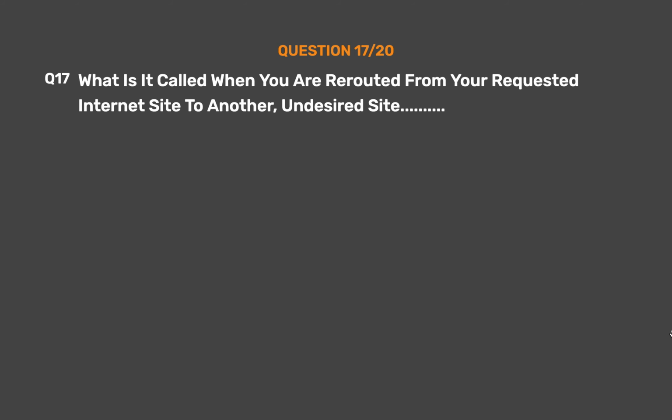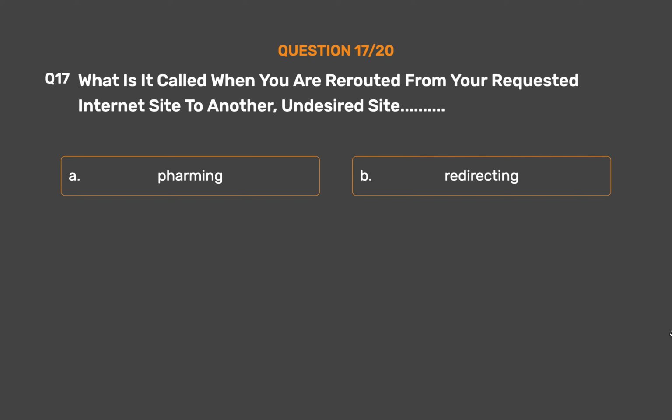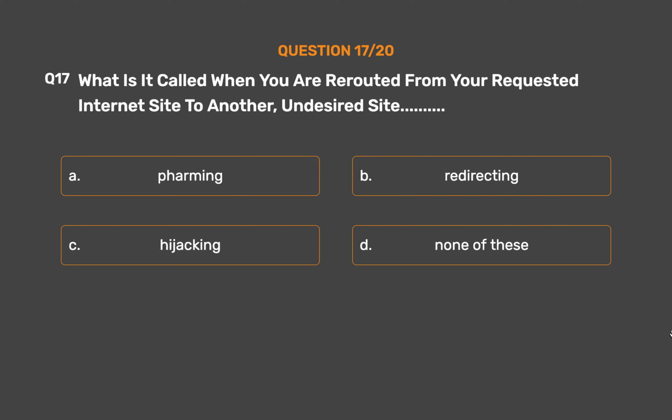Question number 17. What is it called when you are rerouted from your requested internet site to another, undesired site? Option A, farming. Option B, redirecting. Option C, hijacking. Option D, none of these.